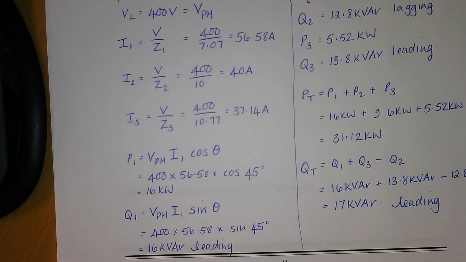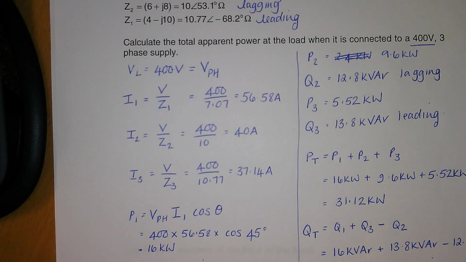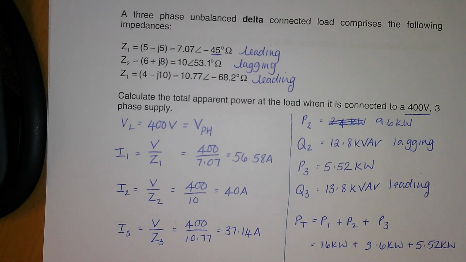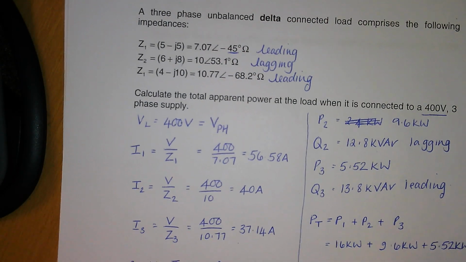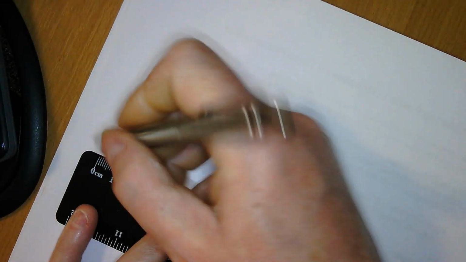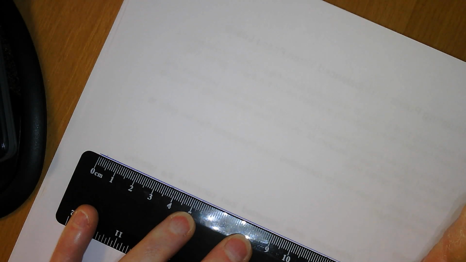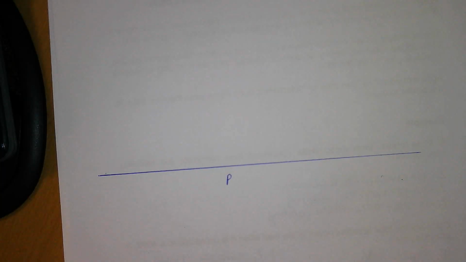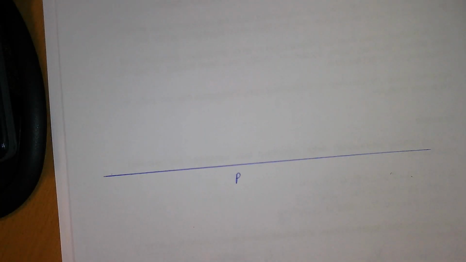Now, true sketch. Right, okay, so pick a scale. Halves. So I'm going to use this big page over here. So your P always goes horizontally. So that's my P, and my value for P was 31.12.